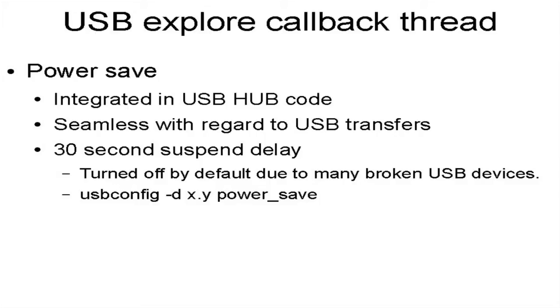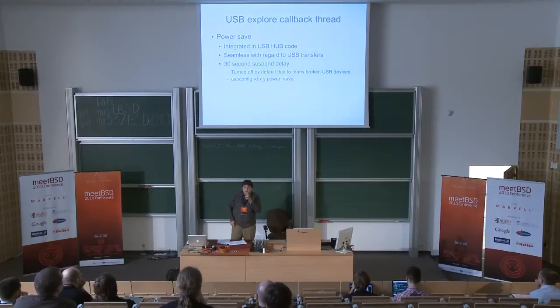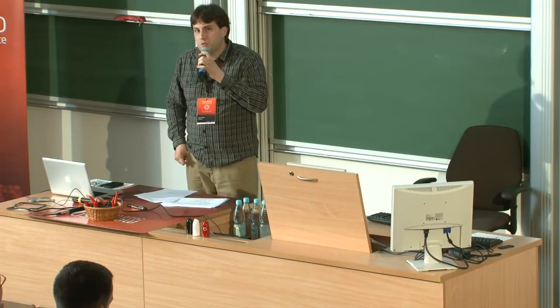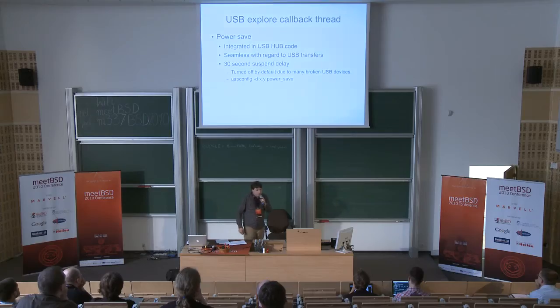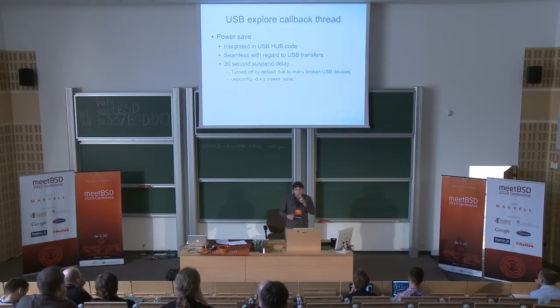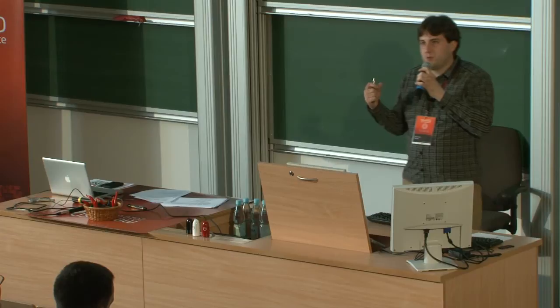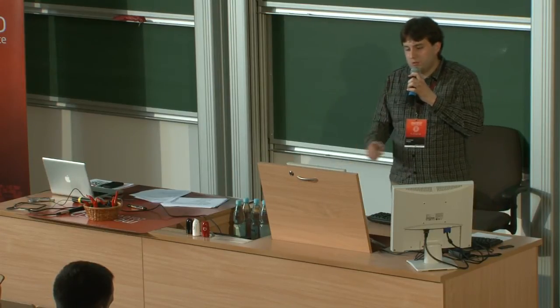Power save, that's something new in FreeBSD. Power save is integrated in the root hub code. There is currently a 30-second timeout, and it will enable power saving functionality. By default, it's only enabled for USB hubs. You can turn it on by using USB config. The reason it's turned off is that many USB devices are broken. That means if you try to enable it, your device might disappear suddenly and never return unless you manually replug it, and that would be a bad user experience. So that's why it's turned off by default.